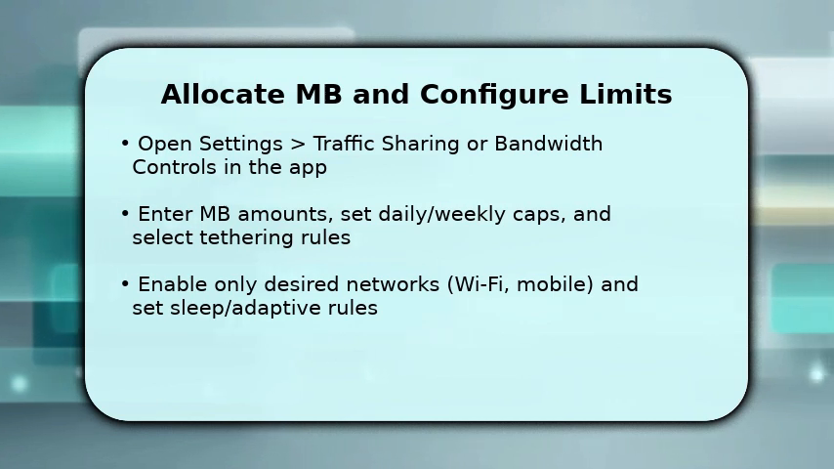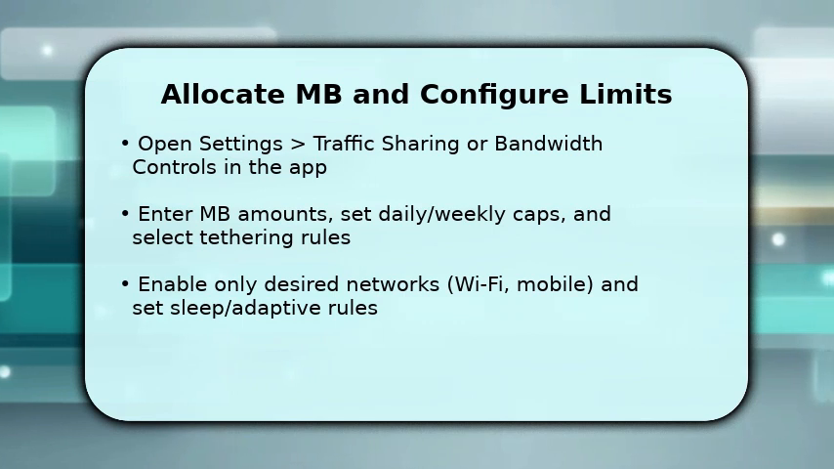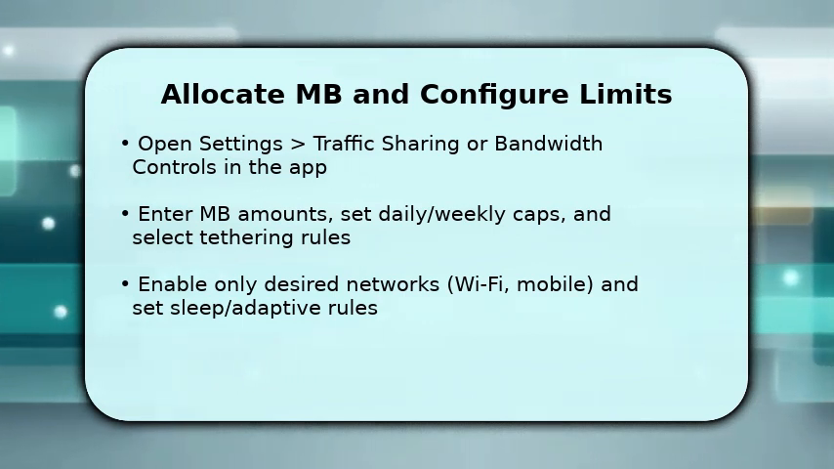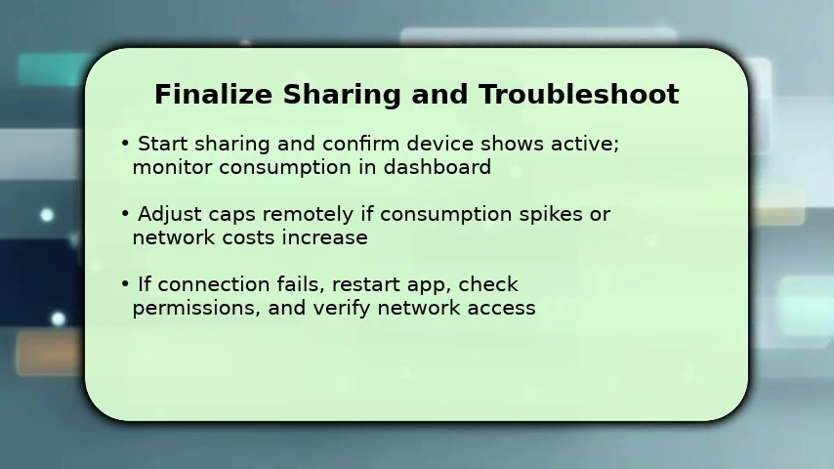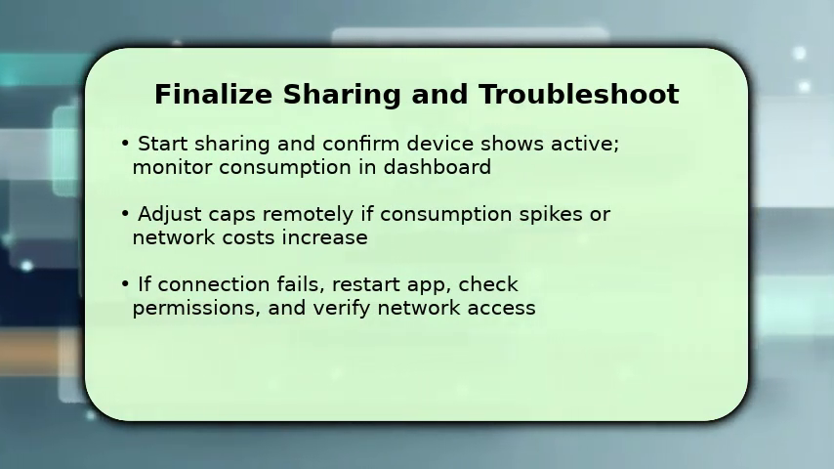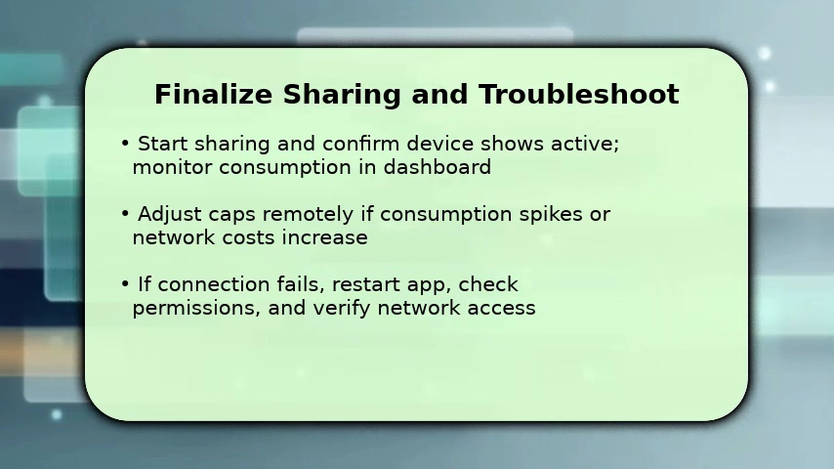Once configured, apply tethering and sleep rules so sharing pauses during battery saver or when idle. This prevents surprises and keeps your allowance predictable. You finish by starting the sharing session and verifying activity in the Honeygain dashboard. Once started, monitor MB consumption and earnings.